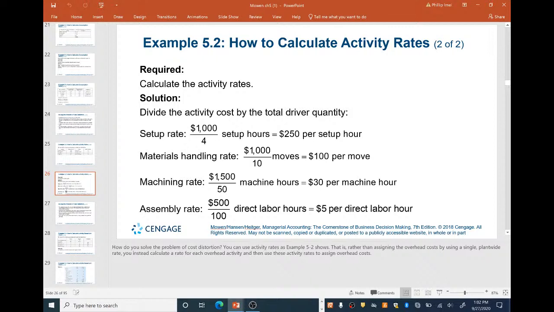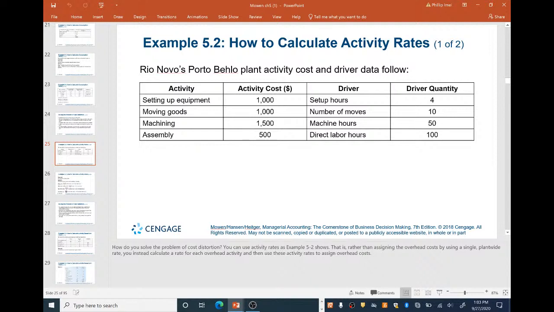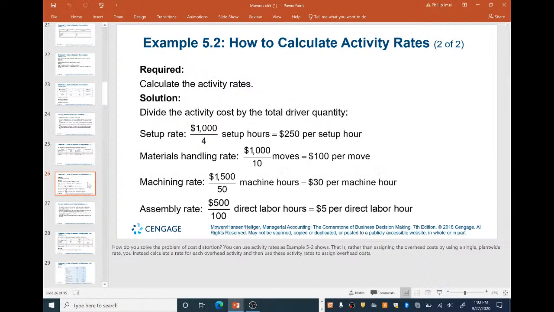So once again, they want us to calculate the activity rates. The way that we actually go about getting these activity rates is we just divide the activity cost by the total driver quantity. So for the first one, let's look at the setup rate. That's the setting up equipment, the cost of that activity, and then it's going to be divided by the setup hours, in this case 4. So we can see there's the cost divided by the total driver quantity of 4. That's going to yield a setup hourly rate of $2.50 per hour.